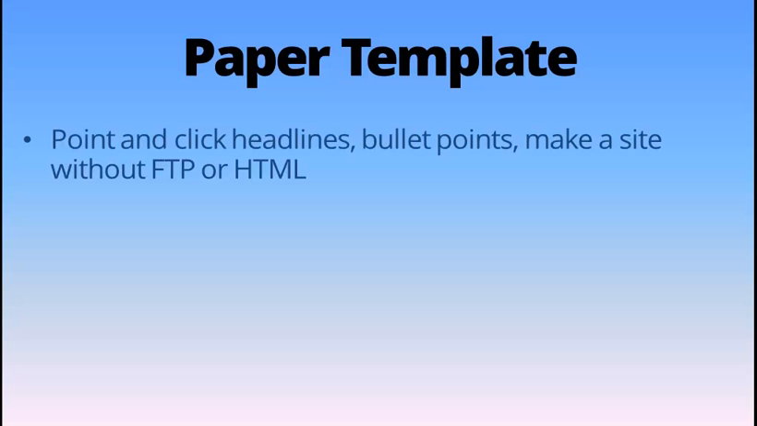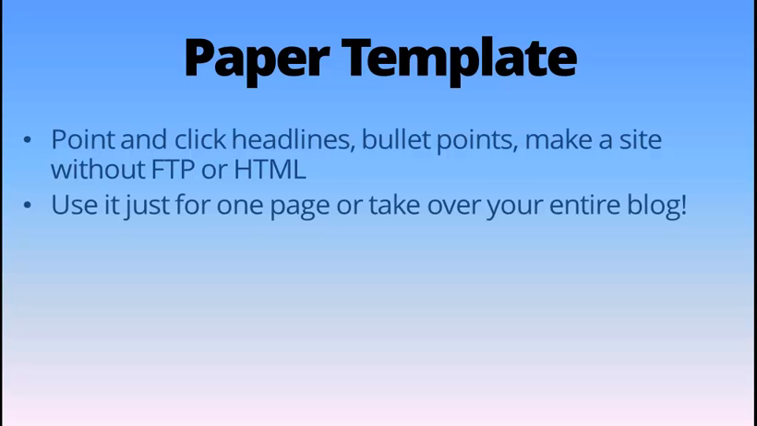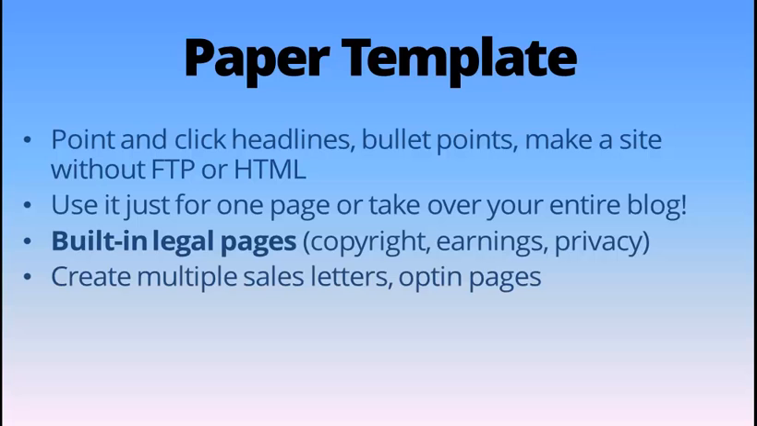So with the paper template, you get these point and click headlines and bullet points. You can make a whole site without FTP, without HTML. If you want to just add one page on your site like this, you can, or make every page on your site like this. It's up to you. There are built-in legal pages. You can create as many sales headers or opt-in pages as you want and edit them from anywhere because it's WordPress.